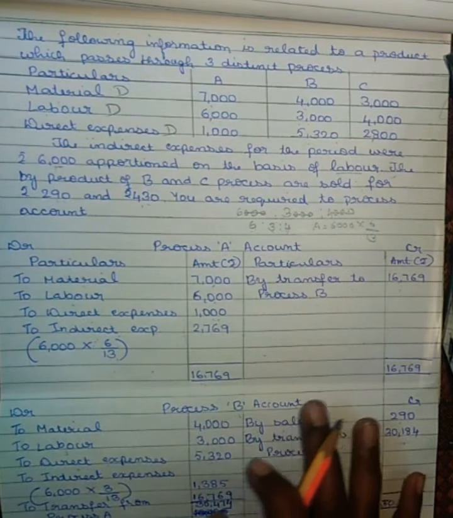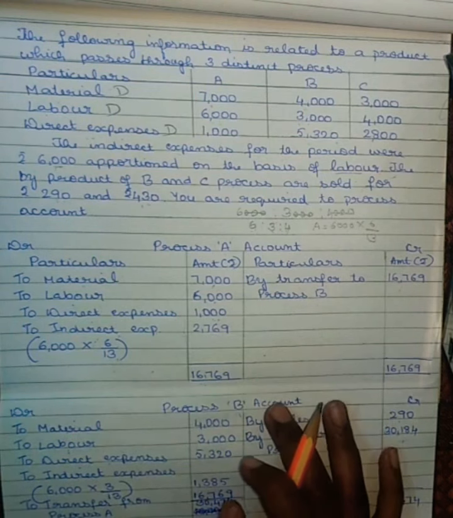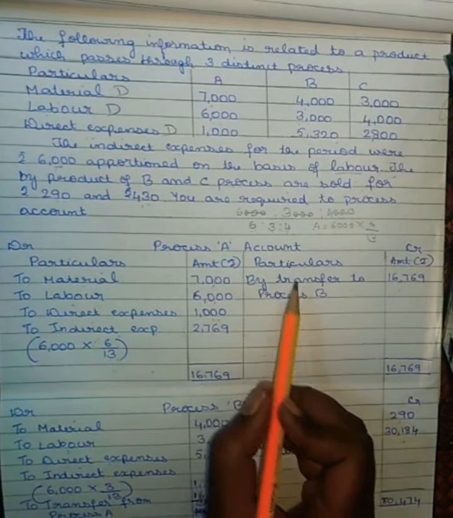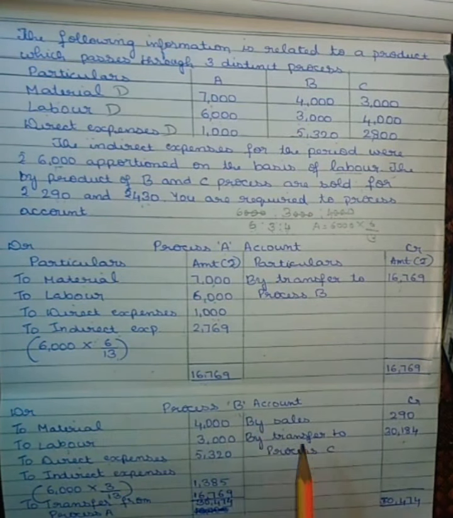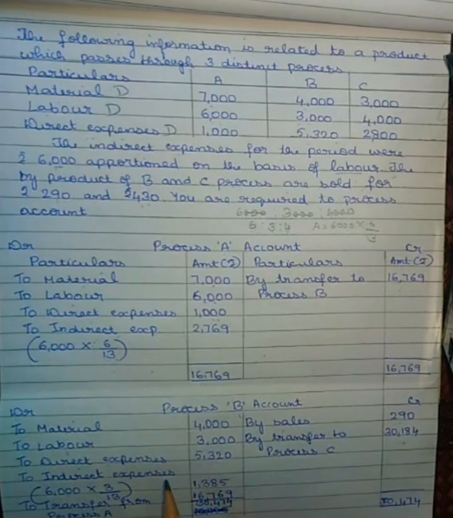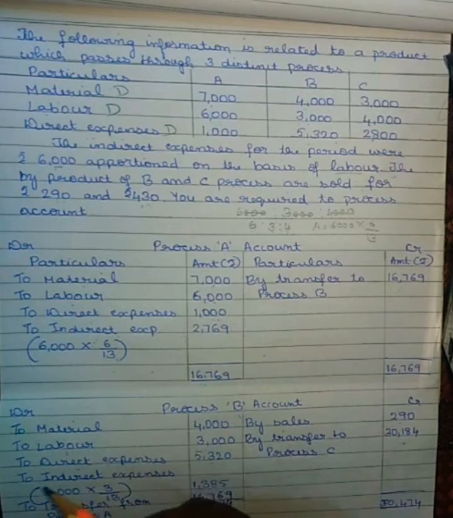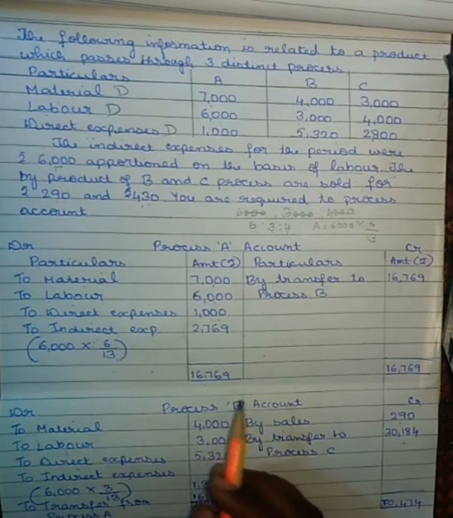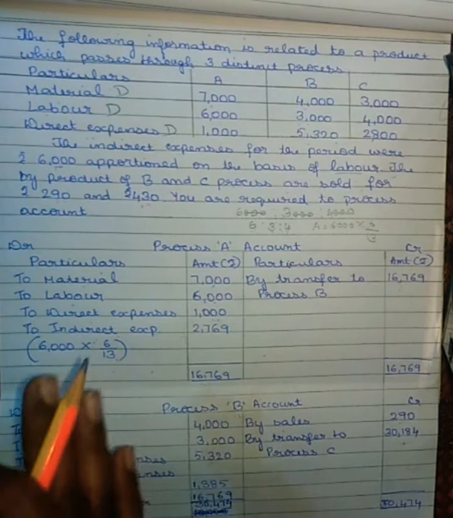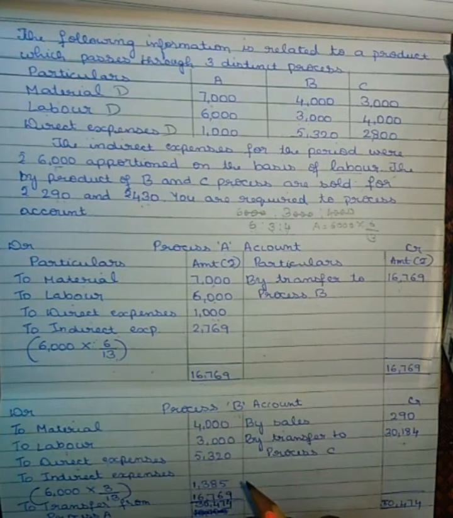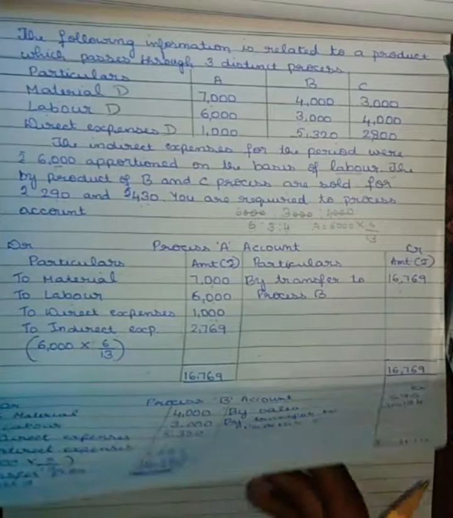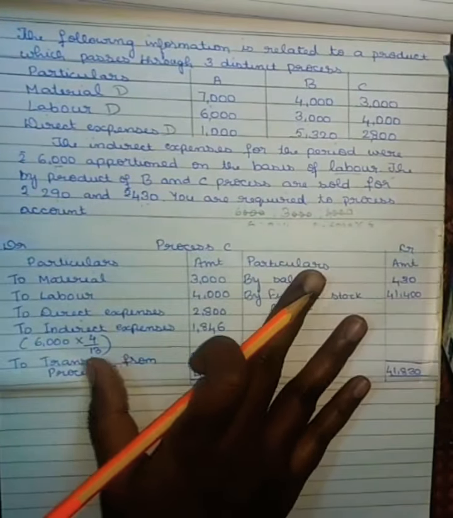Now the last step is preparing process C account. Process A balance has been transferred to process B. Process B balance will be transferred to process C. But the balance that you get in process C will be considered as finished stock. That means your process is coming to an end and your final output is coming out as a product. Next we will move on to prepare process C account.